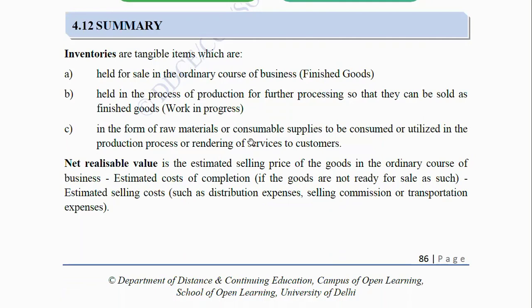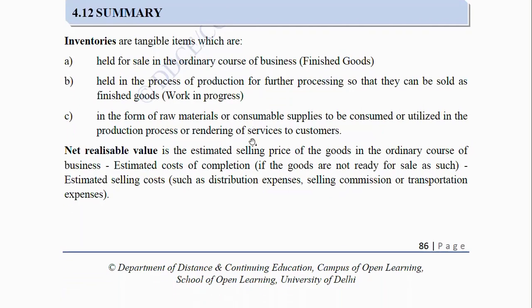4.12 Summary: inventories are tangible items which are held for sale in the ordinary course of business, that is, finished goods, held in the process of production for further processing so that they can be sold as finished goods, that is, work in progress, in the form of raw materials or consumable supplies to be consumed or utilized in the production process or rendering of services to the customers.